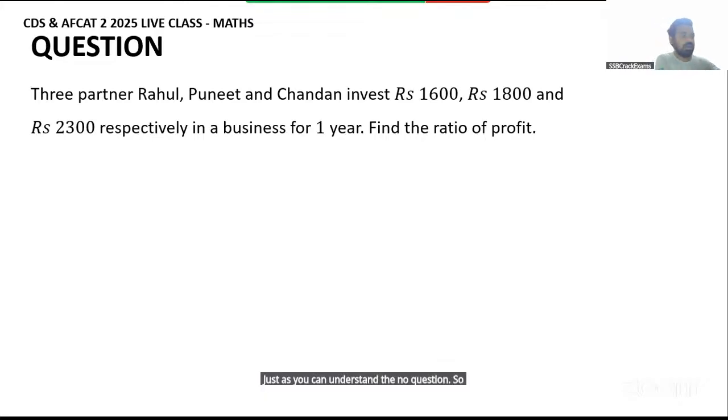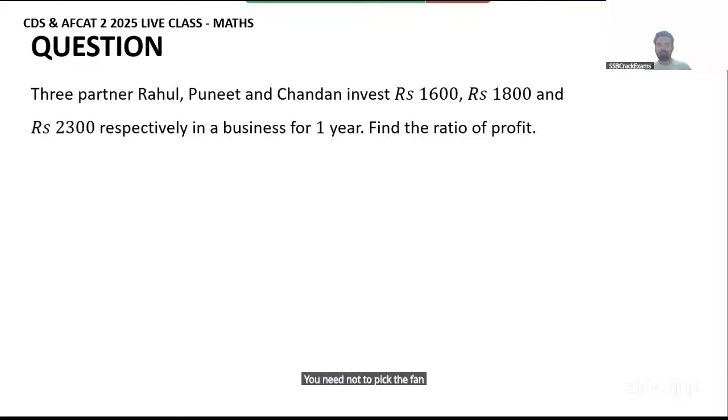So it is an easy question. Three partners, Rahul, Puneet, and Chandan invested rupees 1600, 1800, and 2300 respectively in a business for 1 year. So what will be the ratio of profit? You can tell me.